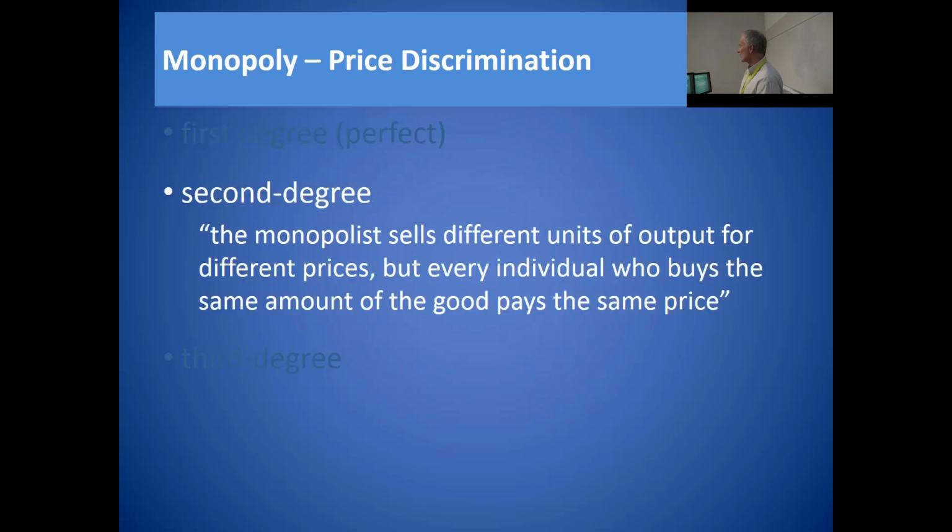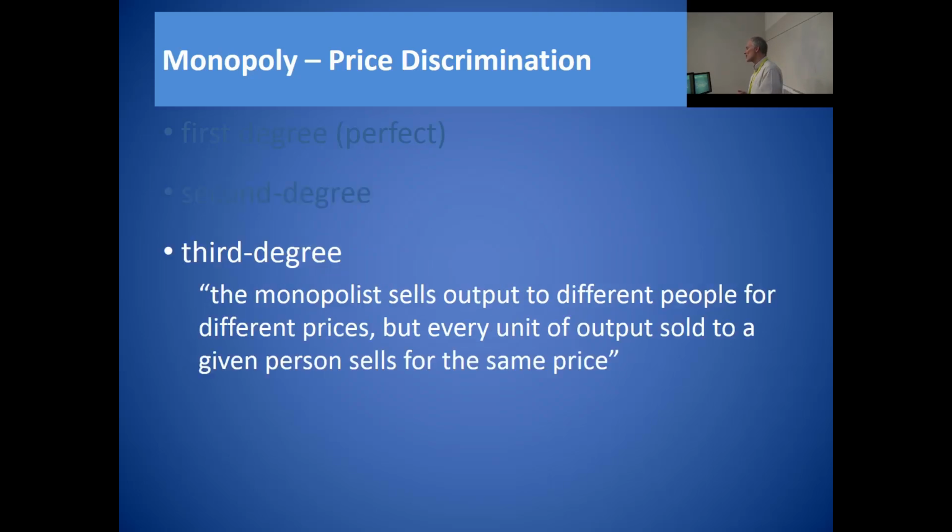That's first degree. Second degree price discrimination is when the monopolist sells different units of output for different prices. This is the important part: every individual who buys the same amount of the good pays the same price. Again, monopolists charge different prices to different customers. This one, second degree, is related to the amount that's purchased. And lastly, third degree price discrimination, the most prevalent form of price discrimination that there is, and you yourselves will probably be very, very familiar with third degree price discrimination.